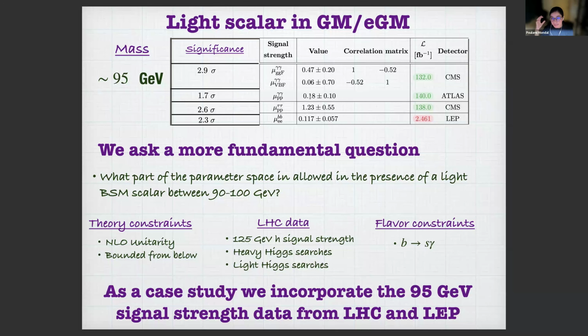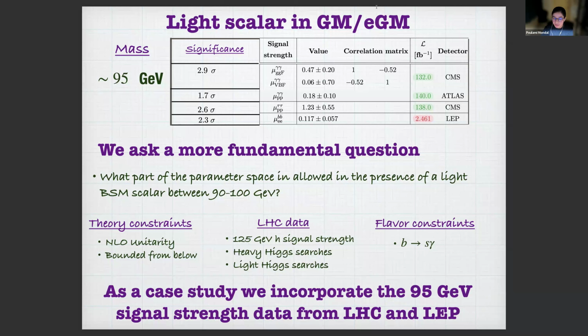But in our work, we asked a much more fundamental question: what is the parameter space allowed in the presence of a light BSM scalar between 90 to 100 GeV? So what we asked is, if you have a light scalar in the mass range 90 to 100 GeV, how large can your other scalars be in your theory? In order to do that, we performed a global fit.